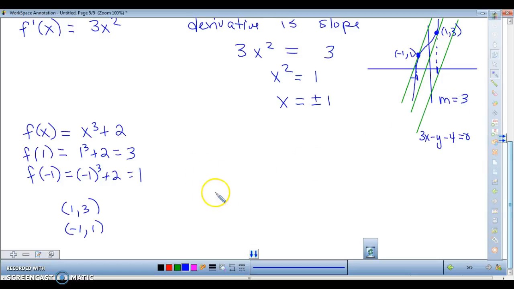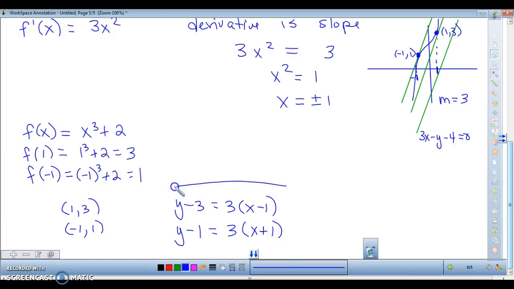So if I use my point slope formula, then y minus 3 is equal to 3 times x minus 1 is one of my tangent lines, is this one right here. That's the equation of that one. And then the other one is y minus 1 is equal to 3 times x minus negative 1. So these are your two tangent lines right here that they want. So you have two different answers right there.